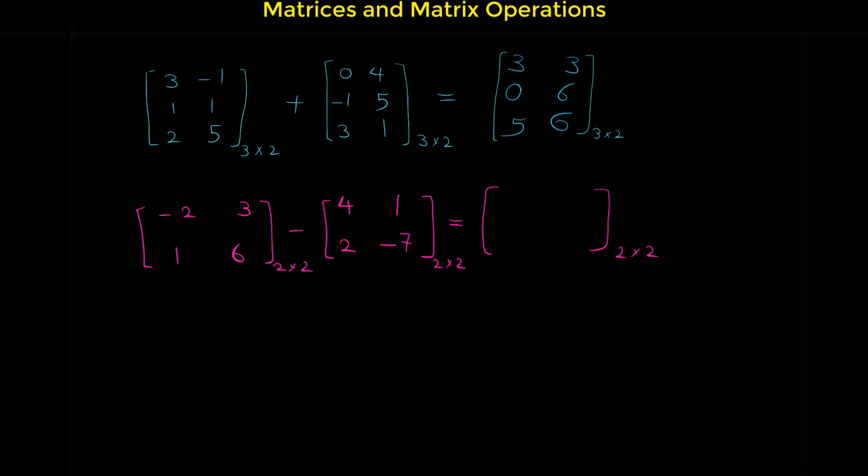To subtract the two matrices, we just have to subtract the corresponding entries. Negative 2 minus 4 is minus 6. Pay attention to this minus here. 3 minus 1 is 2. 1 minus 2 is negative 1. And 6 minus negative 7, 6 plus 7, is 13. So this is how we can add or subtract two matrices. In the next video, we will talk about how we can multiply two matrices. And it's a bit harder than adding or subtracting two matrices.